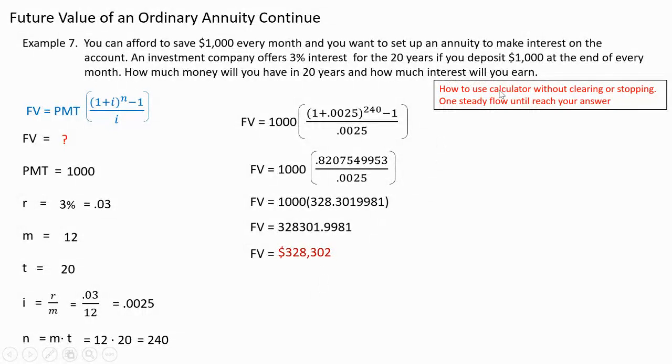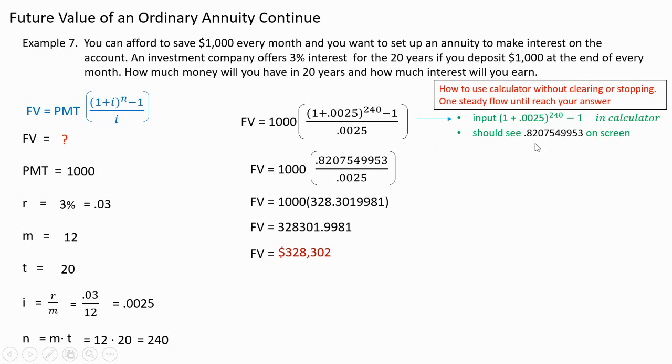Now, how to use the calculator without clearing or stopping, in one steady flow until you reach your answer. Here we go. We start by inputting the numerator, which is 1 plus 0.0025, close parentheses, to the power of 240, minus 1 in the calculator. So you should see that's your answer on the screen.